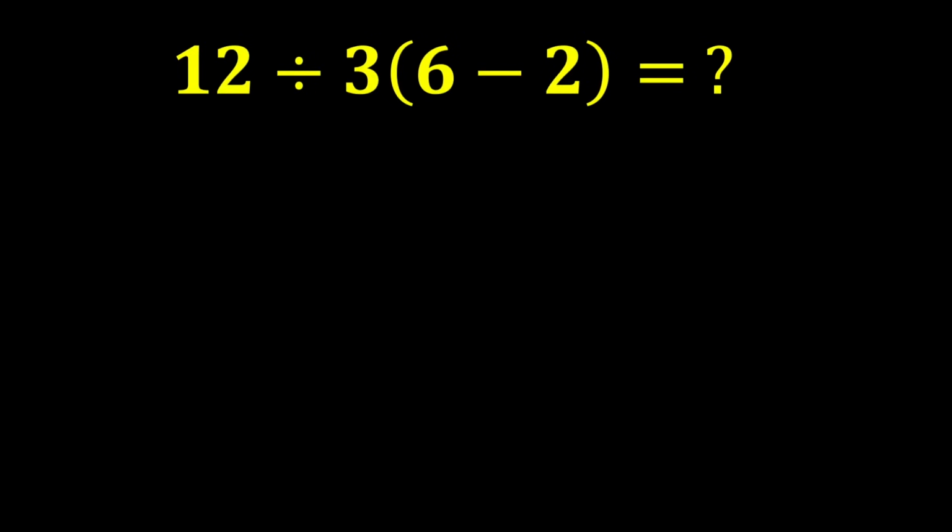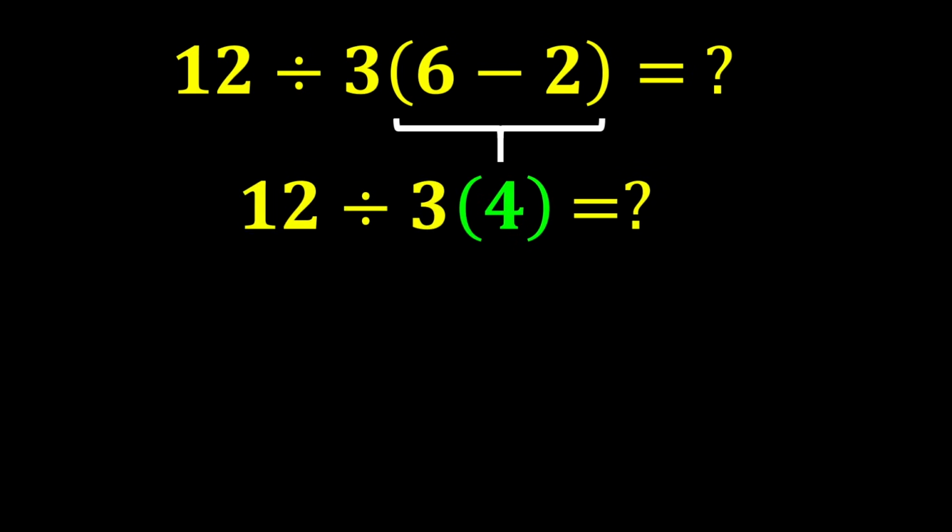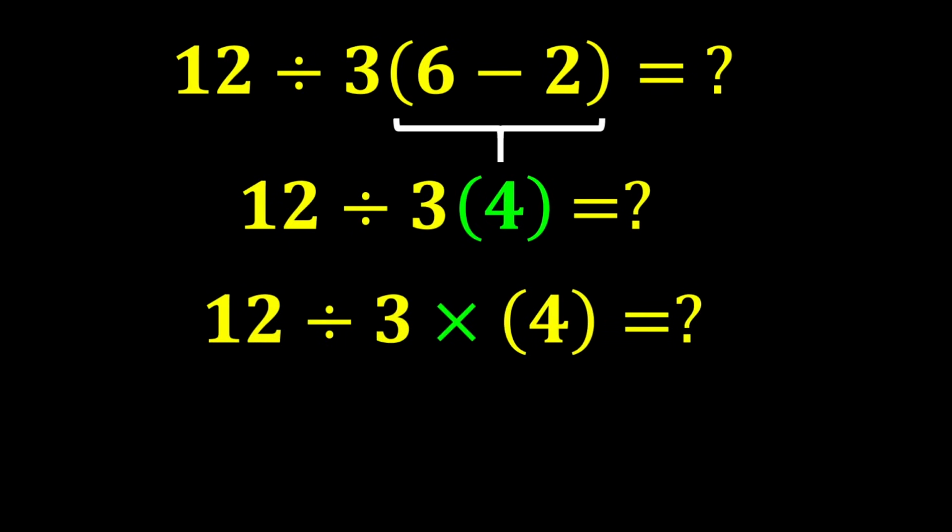12 divided by 3 times (6 minus 2). According to PEMDAS, we first calculate the parentheses, 6 minus 2 gives us 4, and the expression becomes 12 divided by 3 times 4. In mathematics, when a number is written next to parentheses, it means multiplying that number by the expression inside the parentheses, but usually the multiplication sign is omitted for simplicity.